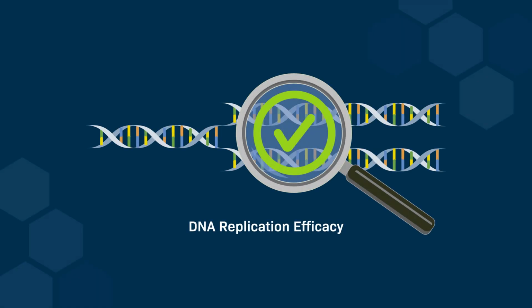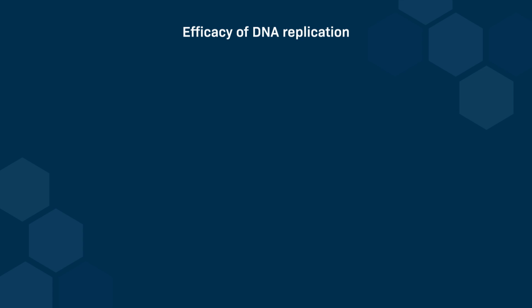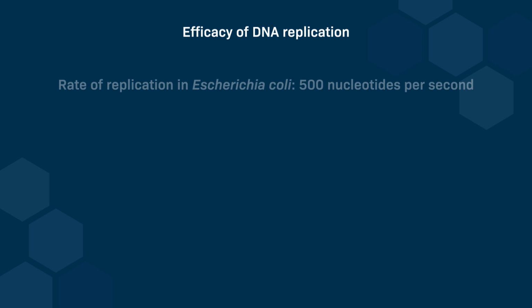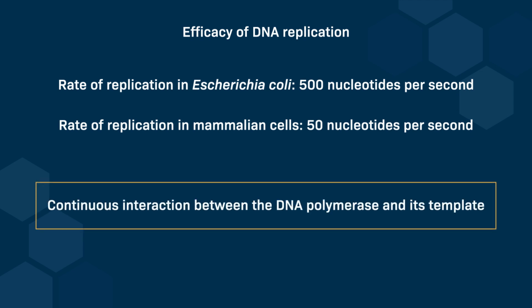Let's take a look at the efficacy of DNA replication. The rate of DNA replication varies significantly between organisms. For instance, in E. coli, the rate is approximately 500 nucleotides per second, whereas in mammalian cells, it's around 50 nucleotides per second. Such high rates of replication necessitate a continuous interaction between the DNA polymerase and its template.